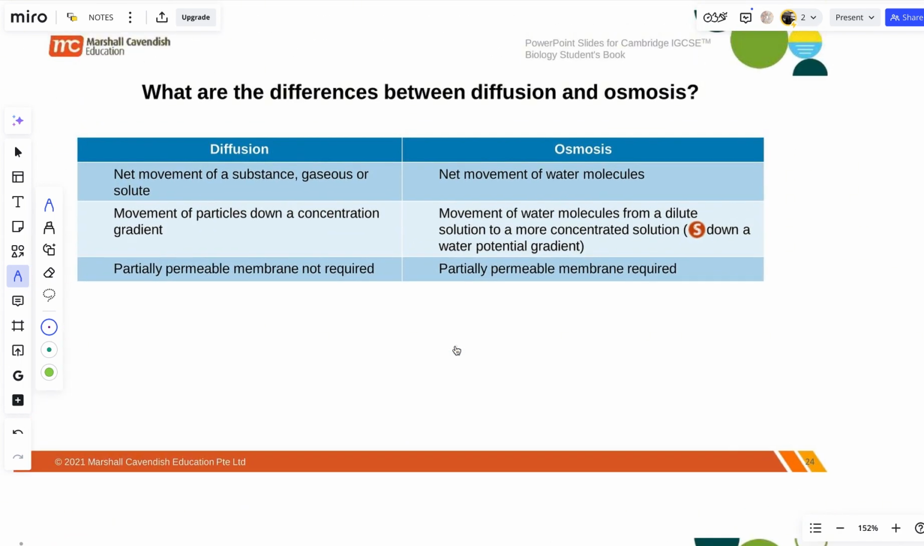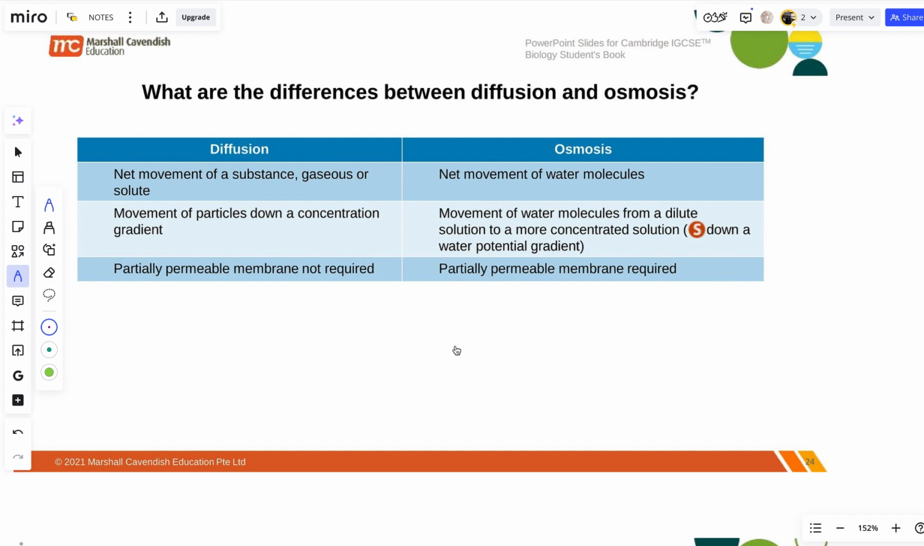Now what are the differences between diffusion and osmosis? First of all, we say diffusion is the net movement of substances. These substances could be gaseous or could be solutes. Net movement of substances. Okay?